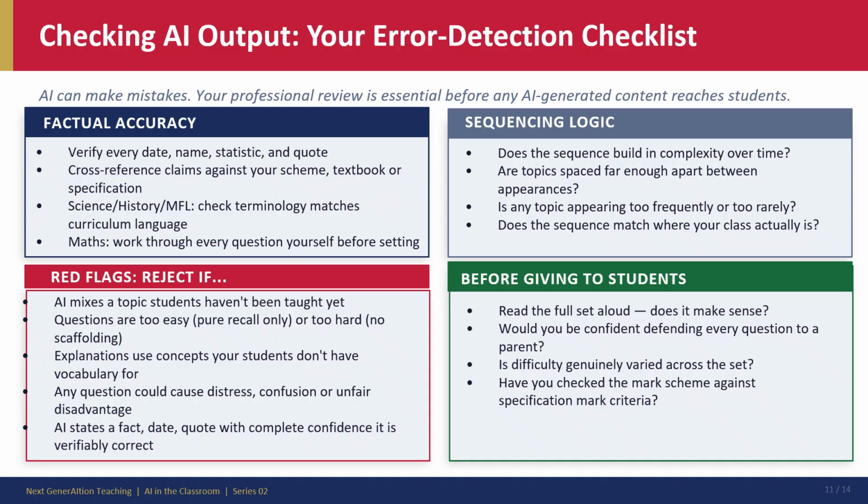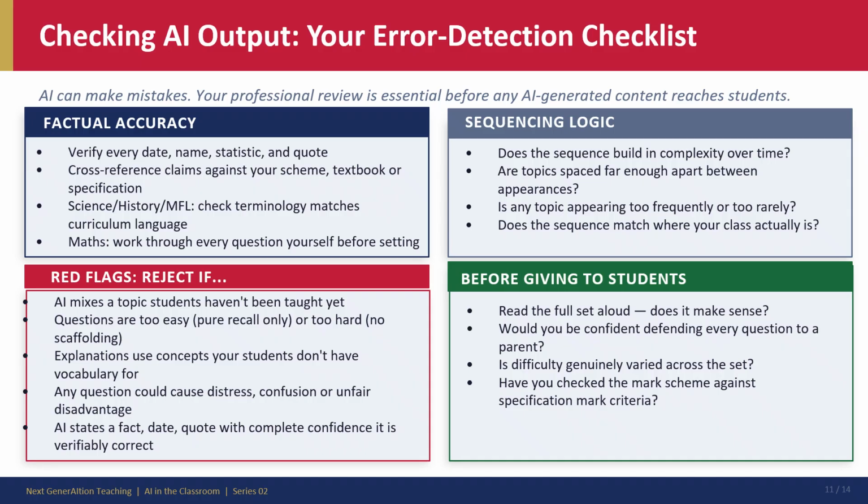So, factual accuracy. Please verify every date, name, statistic, and quote. Cross-reference claims against your scheme of work, your textbook, and your specification. In science and history especially, check that terminology matches exactly the language that your school needs. In maths, work through the questions yourself before setting them. AI can generate questions that are unsolvable or have incorrect answers.